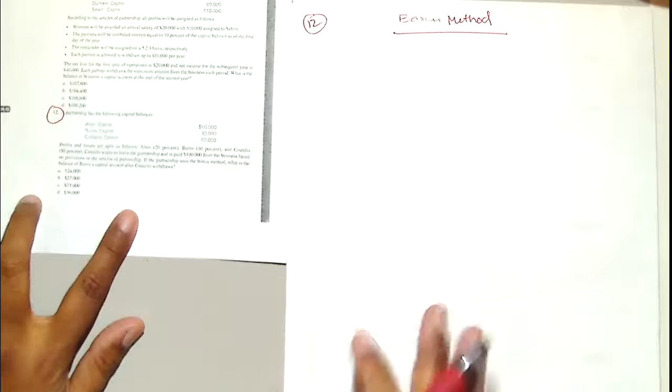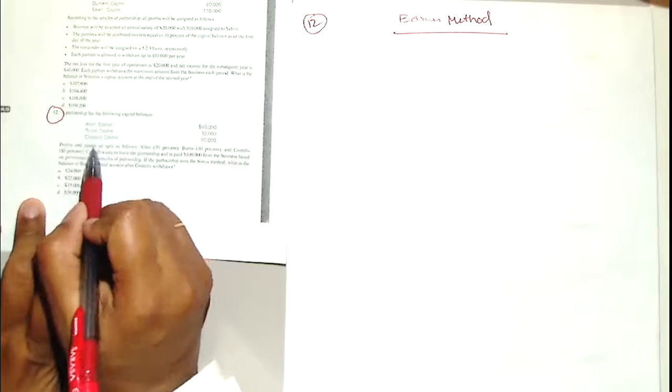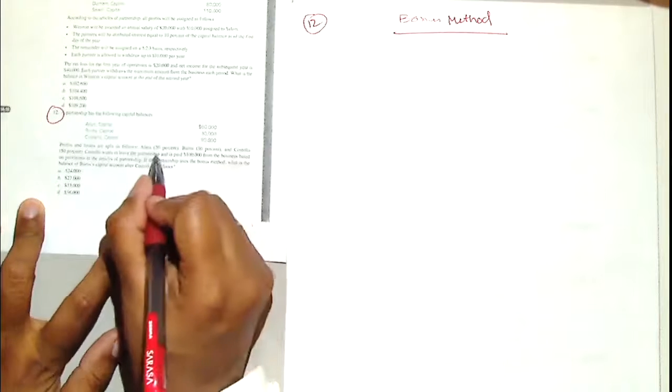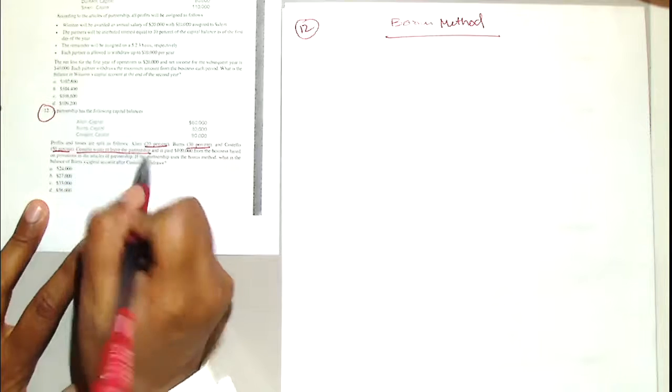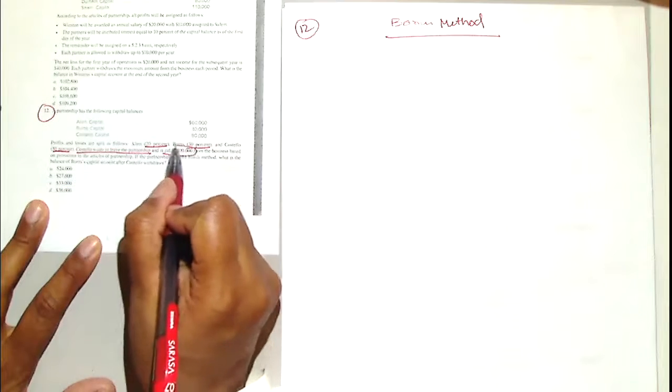And let's check who is leaving, who is retiring. You have 3 partners, Allen, Barnes, and Costello. PL ratio: before leaving a partner, Allen got 20%, Barnes got 30%, Costello got 50%. Right, that's their PL ratio. Now, who is leaving? Costello wants to leave the business and be paid $100,000.